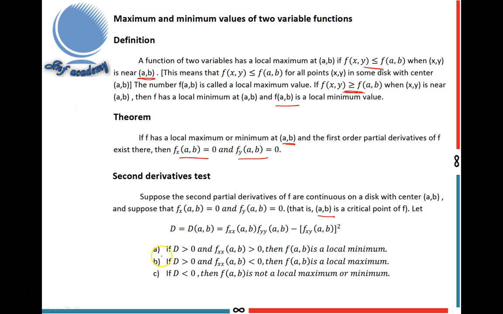The first condition: if D > 0 and fxx(a,b) > 0, then f(a,b) is a local minimum. The second condition: if D > 0 and fxx(a,b) < 0, then f(a,b) is a local maximum. Suppose D < 0, then f(a,b) is not a local maximum or minimum. This is the second derivative test.